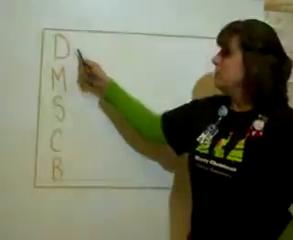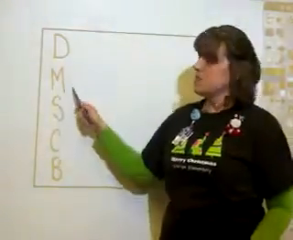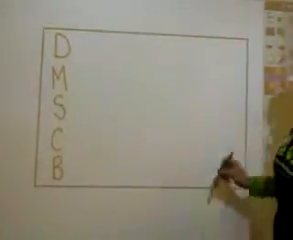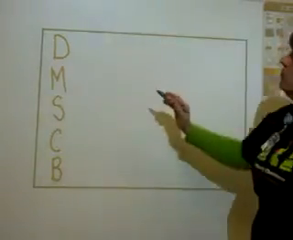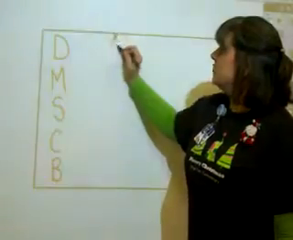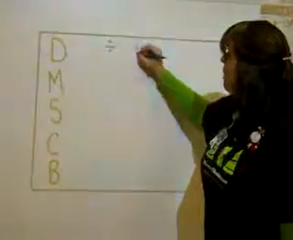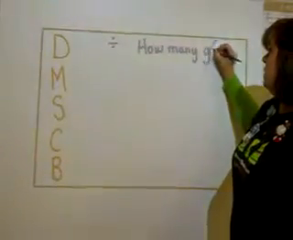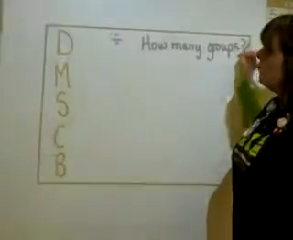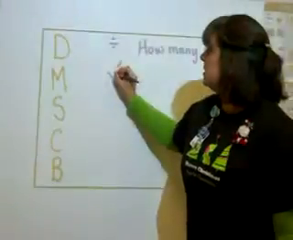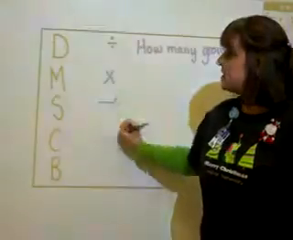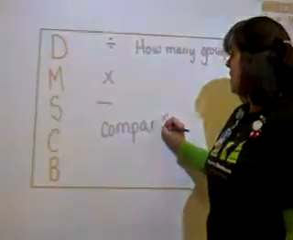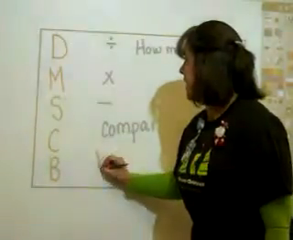All right. Do you remember what these stand for? Remember, does McDonald's sell cheeseburgers? That is what you need to keep in mind when you are doing division. You also need to make sure that you remember the D for does stands for divide. You are asking yourself, how many groups? Remember, M stands for multiplication. S is for subtract. C is compare. And remember, B is for bring down.